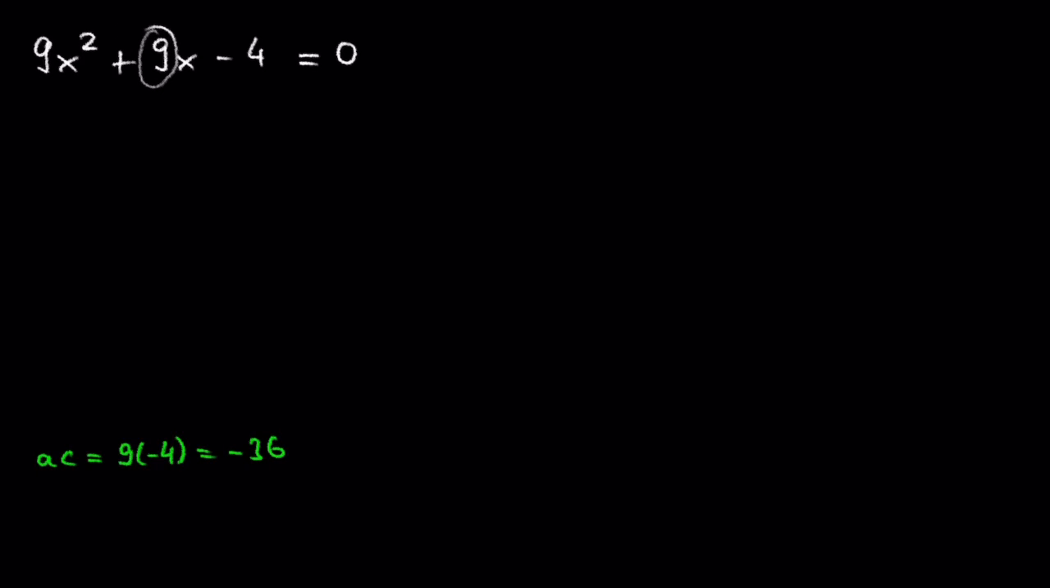So we can write negative 36 as 1 times negative 36, or as 2 times negative 18, or as 3 times negative 12. We can also flip the signs, so negative 36 is also negative 3 times 12. And 12 minus 3 is 9. So now we can write the 9x as 12x minus 3x.